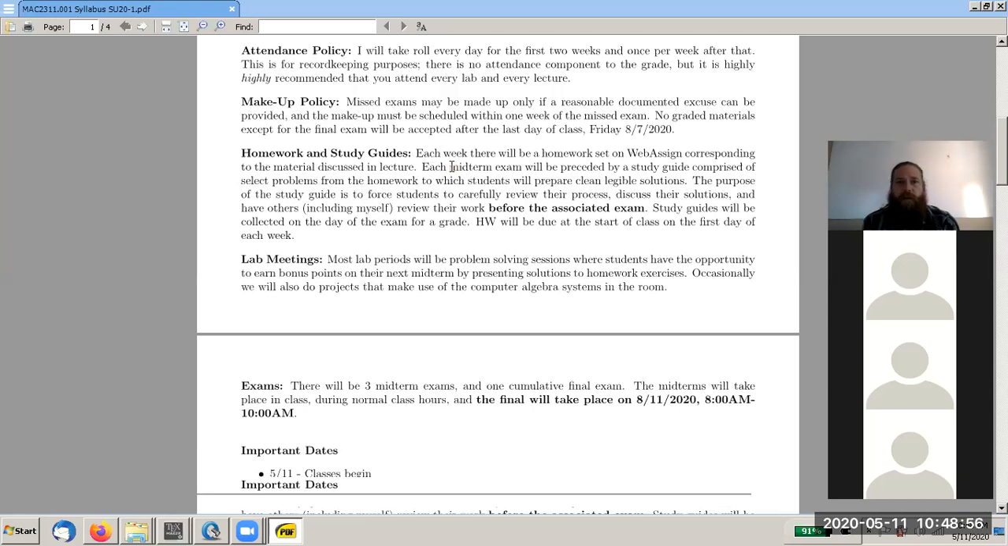But the main point of the study guide is to get you to write out nice, careful solutions to challenging problems that are relevant to the test, and to talk with me, right? So the purpose of the study guide is to give you some challenging problems that you have to write out, which encourages you to come by office hours and show me your work and have us talk through the problems. And that way, before the test, I get to see your work, you get to see my critiques. And that's super duper important.